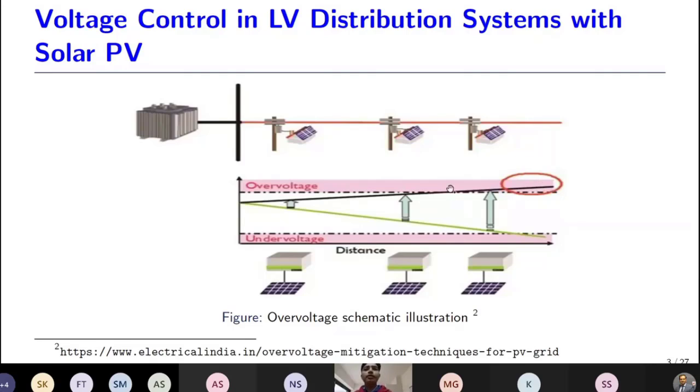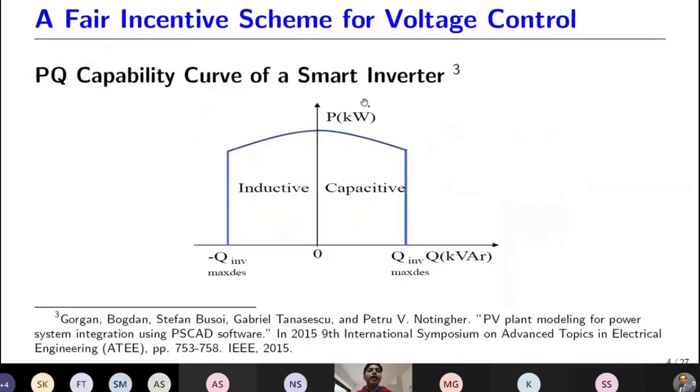So I am considering this problem of voltage control in the low voltage distribution system, and I have considered only the solar inverter to control the voltage. This diagram shows the PQ capability of a solar inverter. The positive side shows that in a low voltage scenario, the inverter can supply reactive power and avoid the low voltage scenario. Similarly, on the negative side, when there is a high voltage rise scenario, the inverter can absorb reactive power and maintain the voltage.